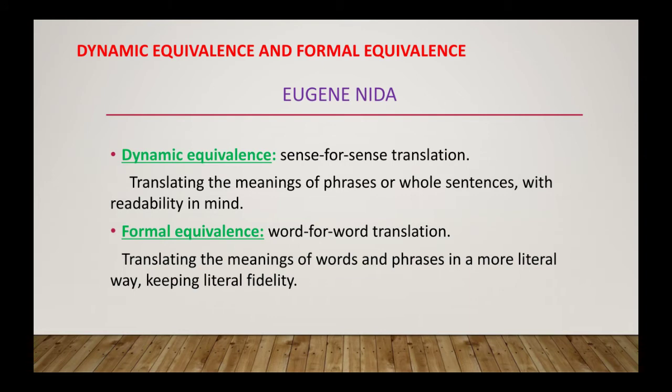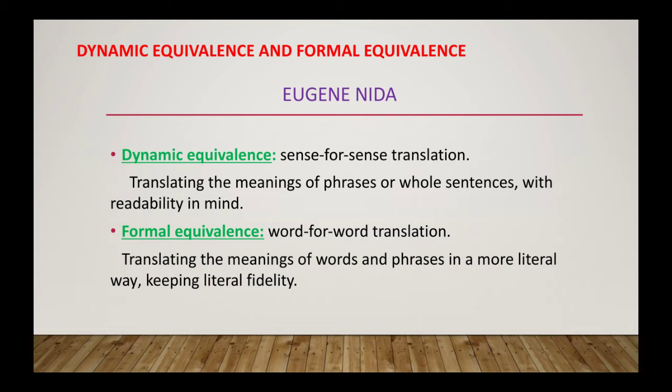Now, another thing which is related to translation studies is dynamic equivalence and formal equivalence, the terms which were coined by Eugene Nida. What is dynamic equivalence? It means sense for sense translation. That is, translating the meaning of phrases or whole sentences with readability in mind. In this case, the very essence of the source text remains intact in the target text when we read it.